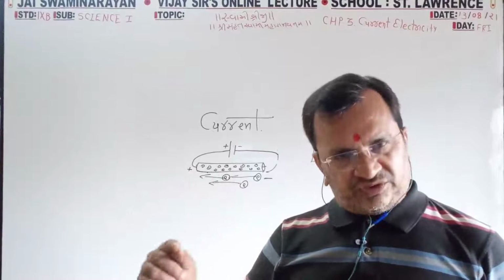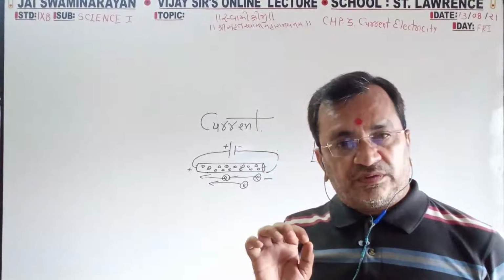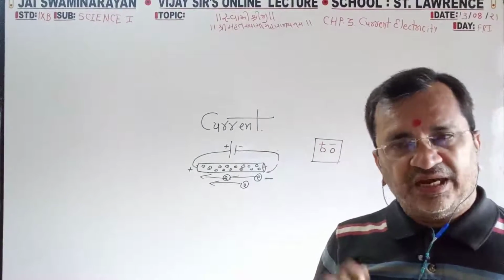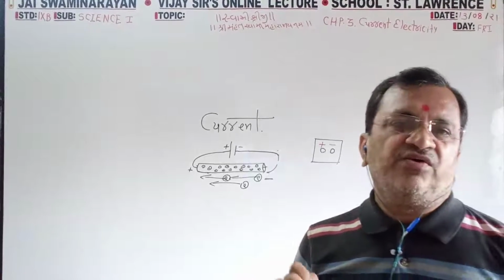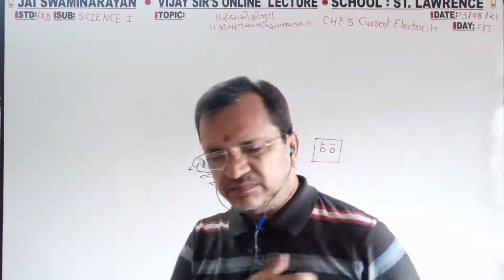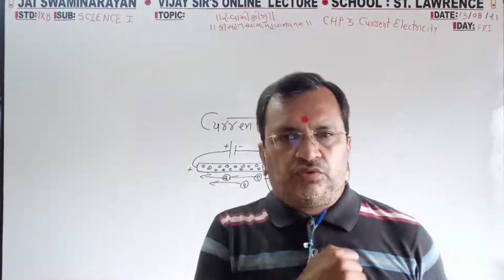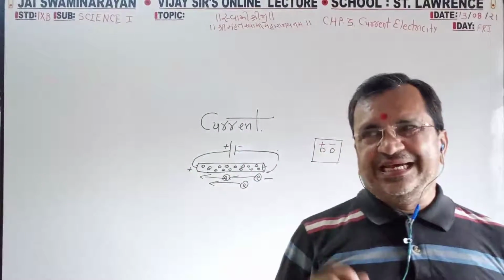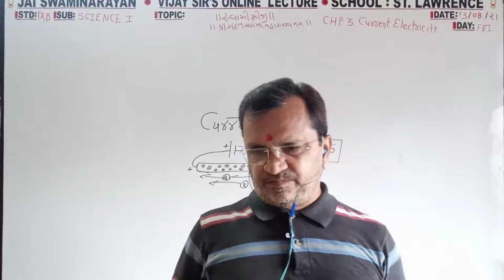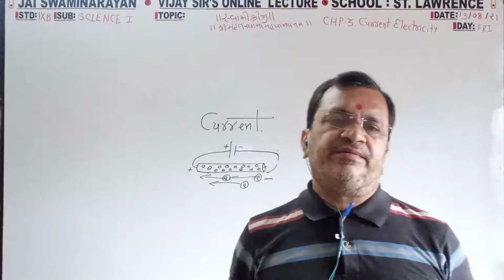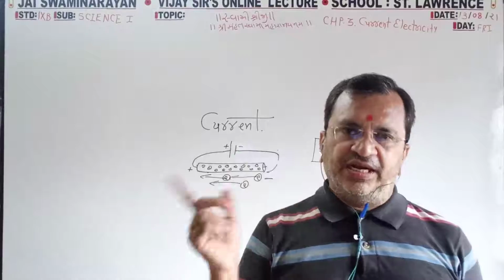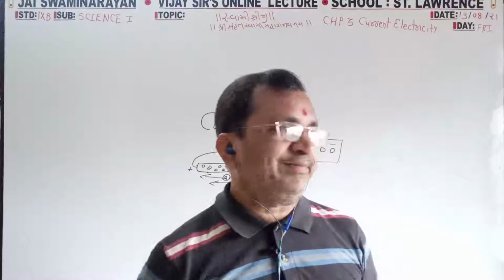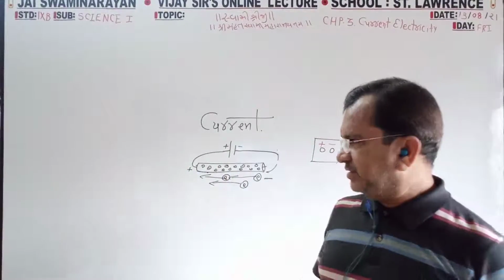Because of the flow of electrons from negative to positive, electric current passes from positive to negative. Again I want to revise this topic. Electric current can pass through metal only. Why? Free electrons are there. It does not pass through non-metal. Why? No free electrons are there.